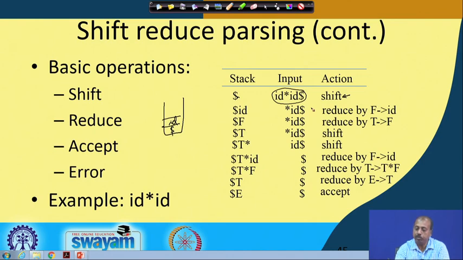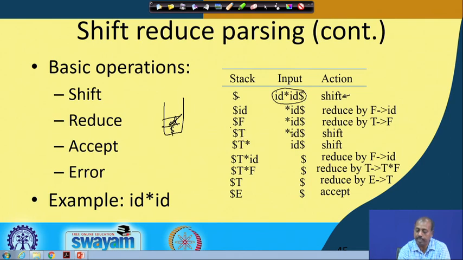Then somehow we come to a decision that we will be following the reduction rule, reduce by F producing ID. So, this ID will be popped out from the stack, and then the left hand side, that is F, will be pushed into the stack. So, the stack now contains dollar F. Then looking at F and star, we take a decision that we will be doing a reduction by T producing F. So, this F is taken out from the stack and T is pushed into the stack.